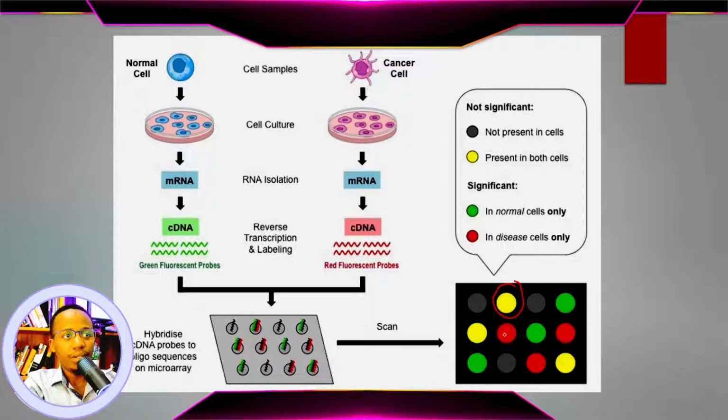So green is only expressed in normal cells. Red only expressed in cancer cells, and then yellow expressed in both. So you get a result like this. And again, it comes from a microarray. This one contains like 12, but it's going to contain hundreds and hundreds of genes. So you can study the expression of so many genes in a particular cell using microarrays.